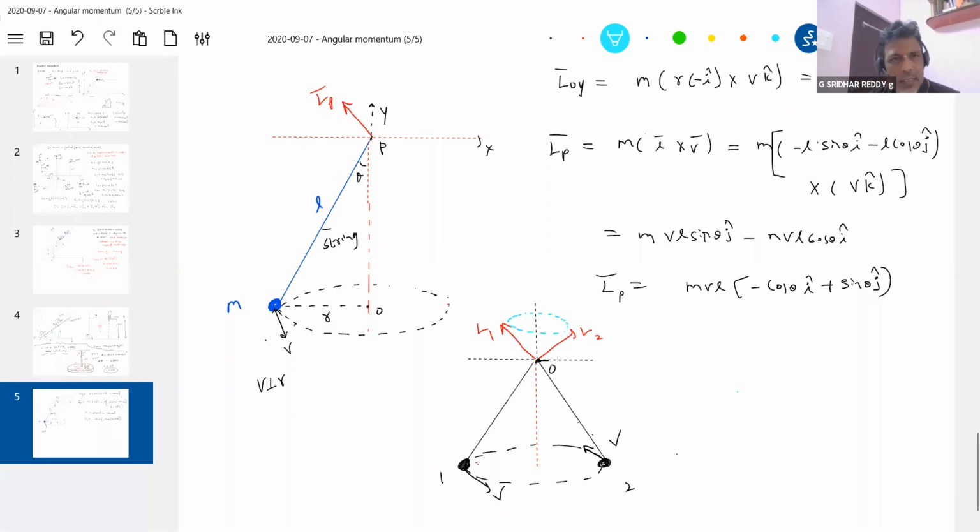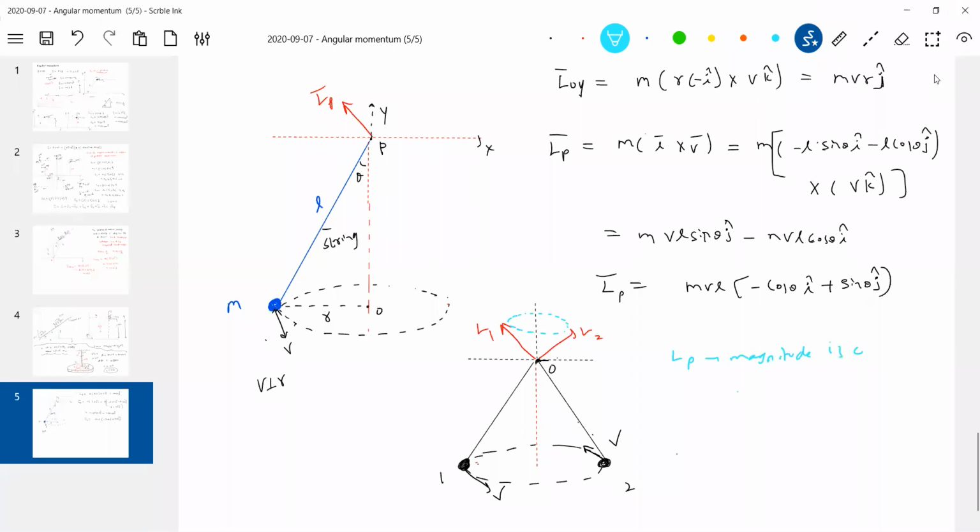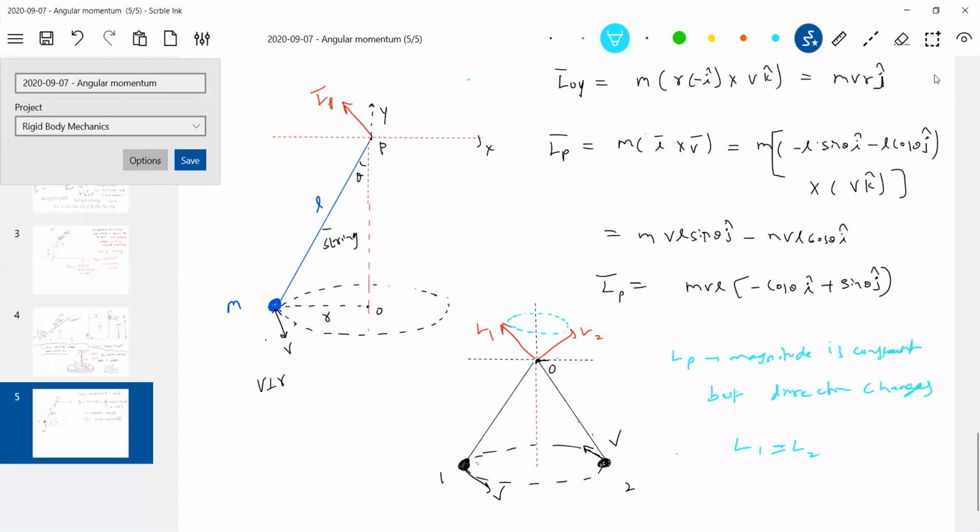Fine. So what can we conclude here? Magnitude is constant, but the direction will be continuously changing. In fact, L1 equals L2. Only at 2 positions I'm showing it here. Got this? So I think now it's an unlimited topic, no? I can ask you anything.